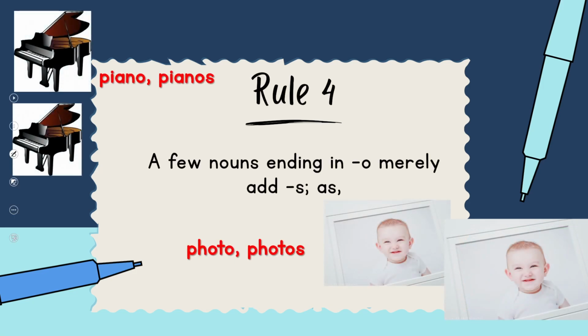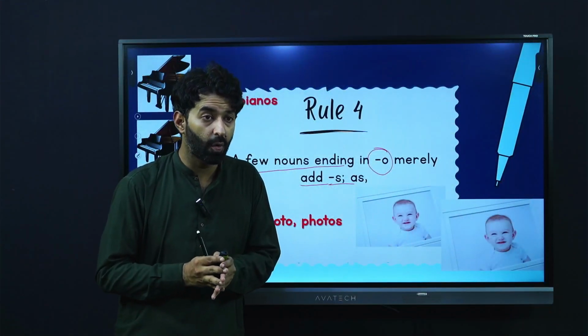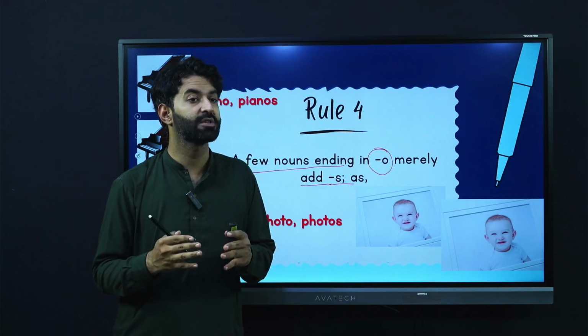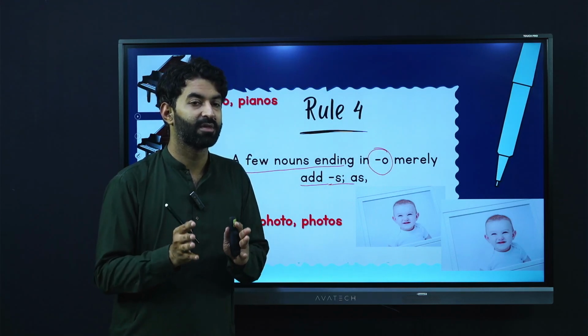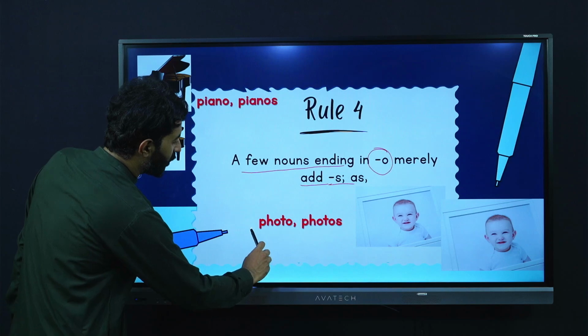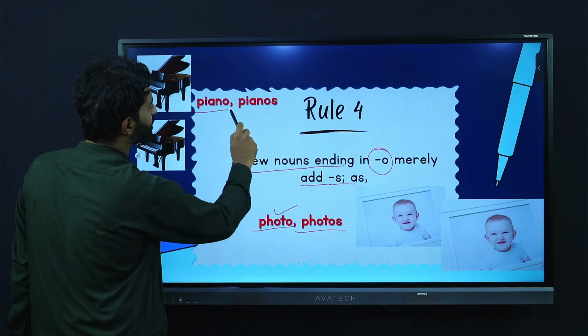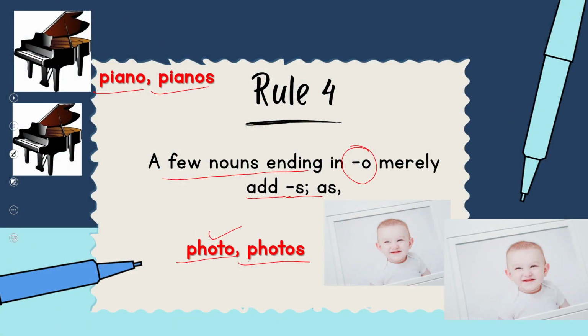Now, rule number 4 says a few nouns ending in o merely add s. But there are some nouns where, when they are ending in o, we don't add es, we just add s. So this is breaking our previous rule, but you have to remember it. Photo becomes photos. Piano becomes pianos. Not es, but just simple s.